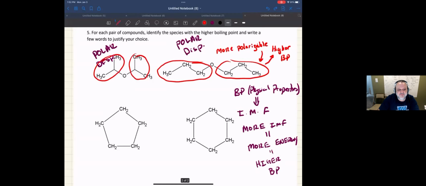So again, for the ones above, the longer the chain, if we're talking about the same atoms, the more polarizable it is, and the more polarizable it is, the higher the boiling point.